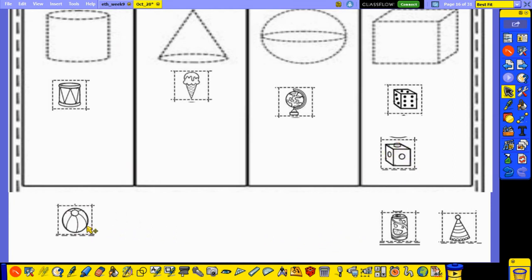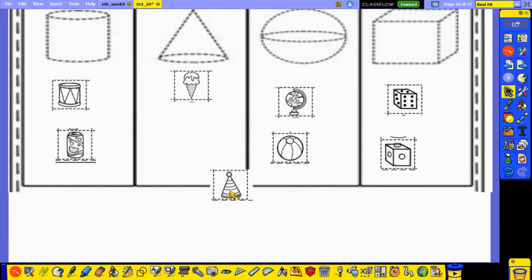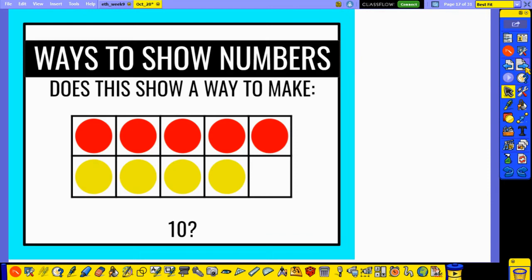Okay, so here's a beach ball. What shape is the beach ball? Goes here with the sphere, right? Here's a soda can. Where does it go? It is a cylinder. And a party hat is a cone. Very good. Okay. Does this show a way to make 10?